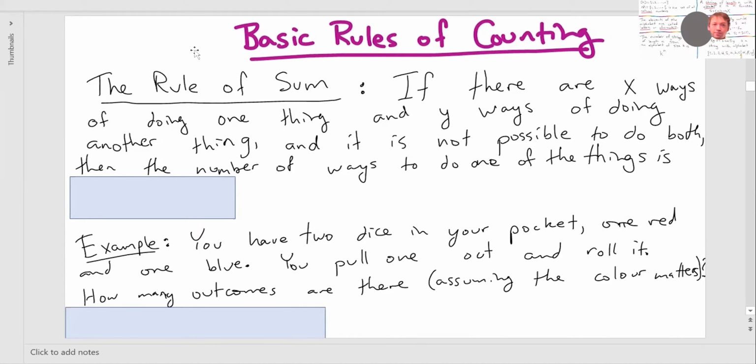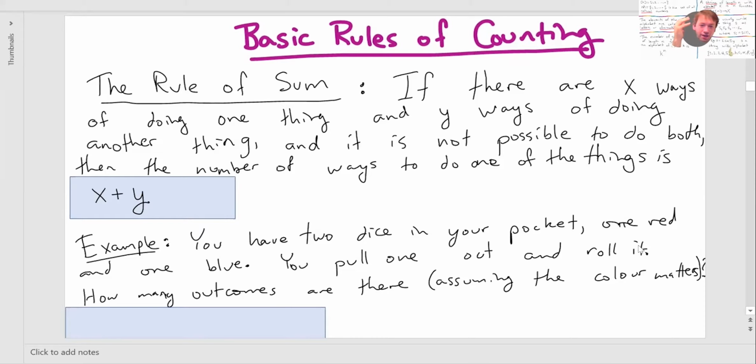Well, it's going to be x plus y, because there's x ways to do the first, y ways to do the second. So basically, if you look at all the ways to do something, you have x ways to do the first, y ways to do the second. You never do both of them. I don't know how to explain it better than that, but intuitively, it's going to be x plus y, right? As an example, let's think about some dice again.